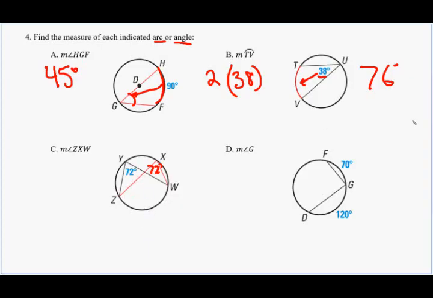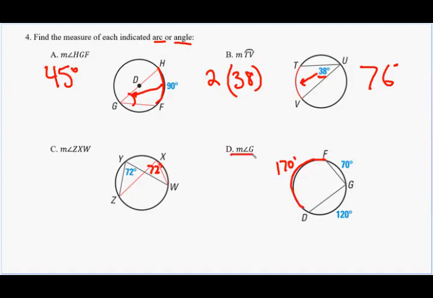All right, let's see here in letter D, we've got most of the way around the circle. We've got 70 and 120. If we add those together, we get 190. If we subtract 190 from a full circle, that leaves 170 degrees for F to D.